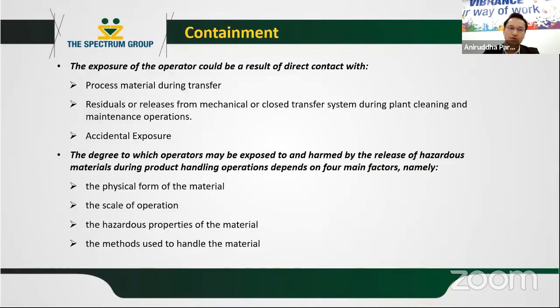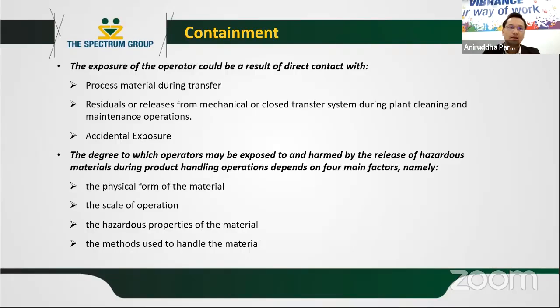The exposure of the operator could be a result of direct contact with the process material during transfer. Typically, if you are using manual handling systems or manual material transfers, the chances of impact could be there. The second is residuals or releases from mechanical and closed transfer systems during plant cleaning and maintenance operations. Now, this second point is one of the very critical points that needs to be looked at.